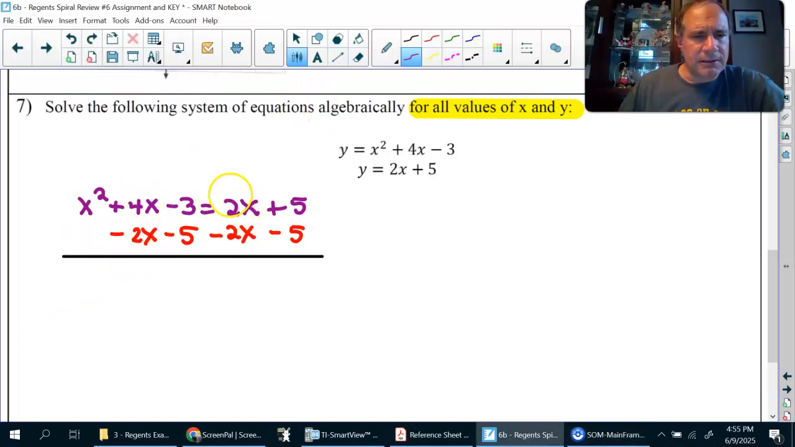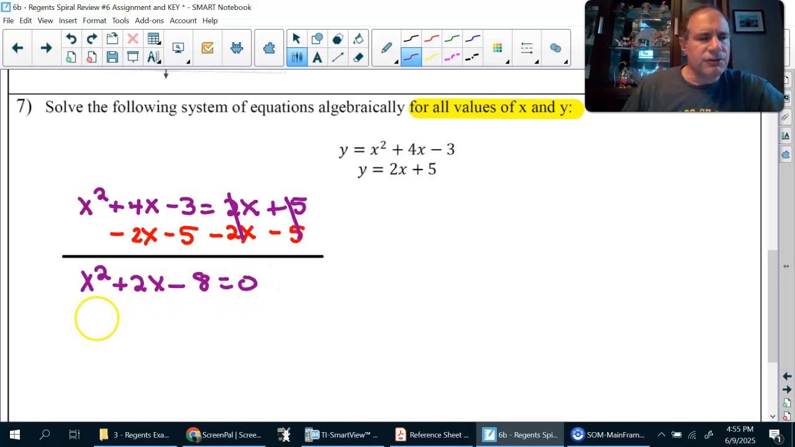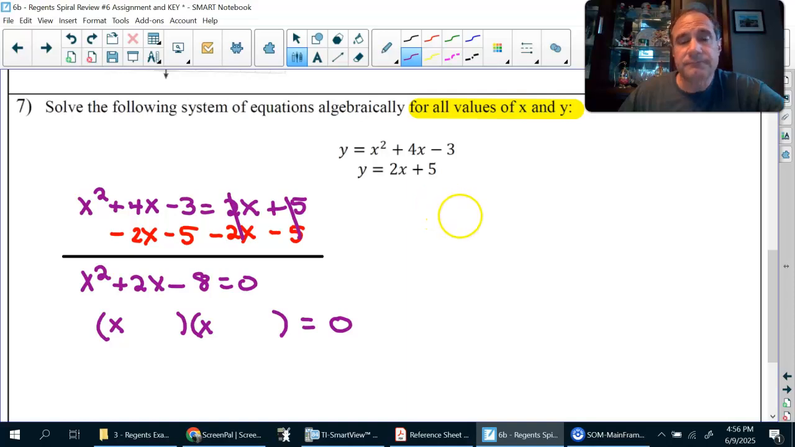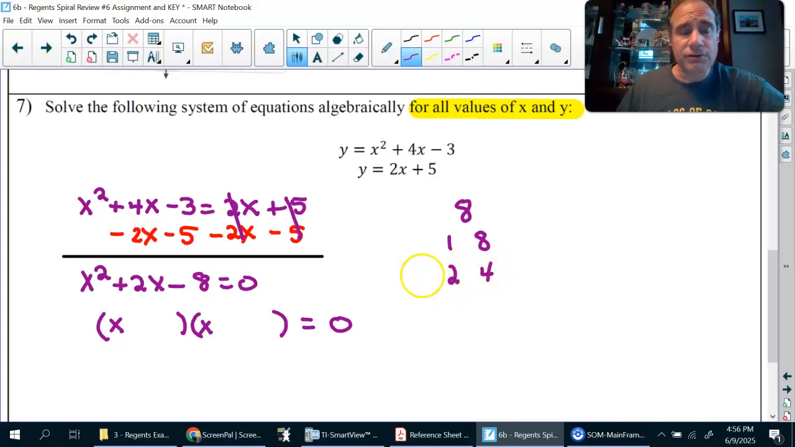And I'm going to cancel out this right here and cancel out this. And we have x squared plus 2x minus 8 all equal to 0. So now trinomials usually factor into two binomials. So it's x times x. So now we have 8. So you have to figure out factors of 8 that multiply to 8 and that you can add or subtract to get to 2. 4 and 2, that works. So I'm just going to put 4 first and 2.